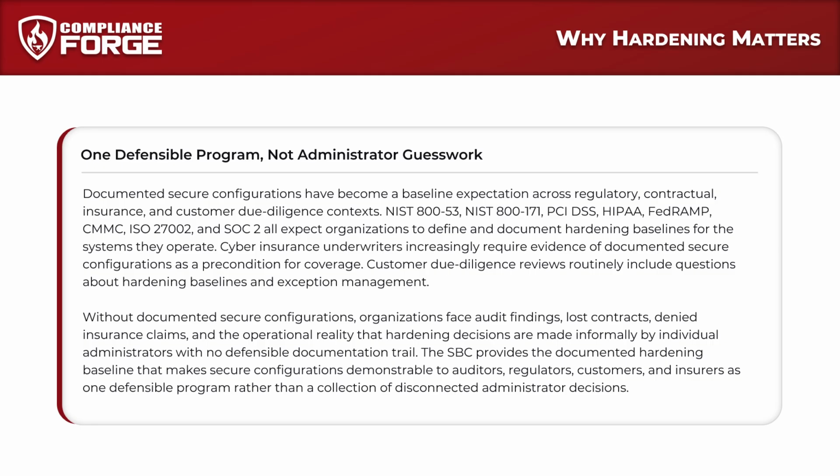There are more reasons to buy. Documented secure configurations have become a baseline expectation. NIST 853, NIST 800-171, PCI DSS, HIPAA, FedRAMP, CMMC, ISO 27002, and SOC 2 all expect organizations to define and document hardening baselines for the systems they operate. Cyber insurance underwriters increasingly require evidence of documented secure configurations as a precondition for coverage, and customer due diligence reviews routinely include questions about hardening baselines and exception management.